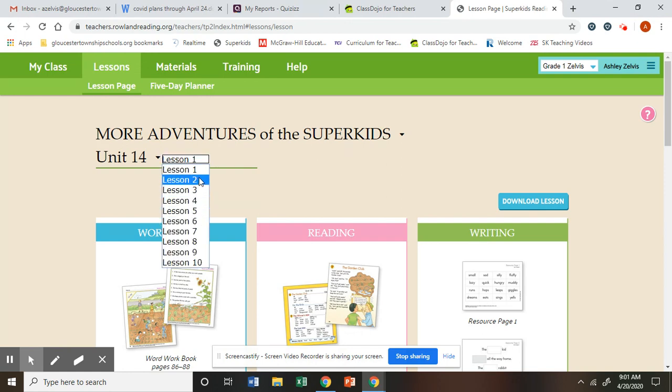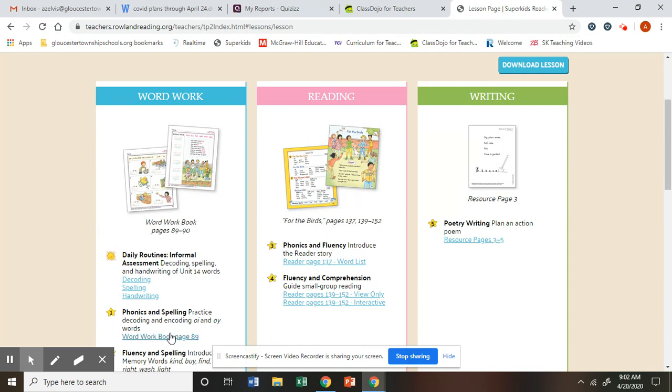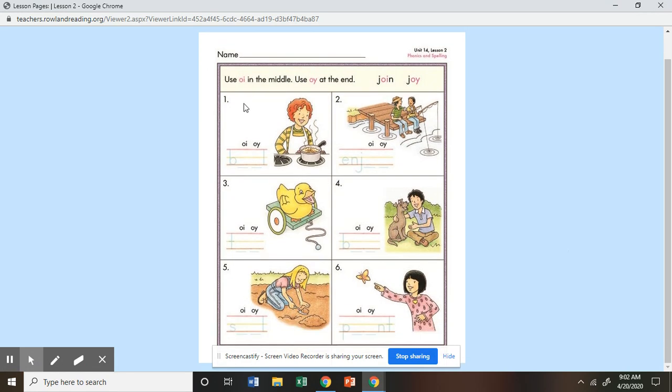Okay, and then your next page in your workbook is page 89. Still practicing those O-I and O-Y words. Like we just said, use O-I in the middle, use O-Y at the end. So you can see right here, join has O-I in the middle. Joy has O-Y at the end.